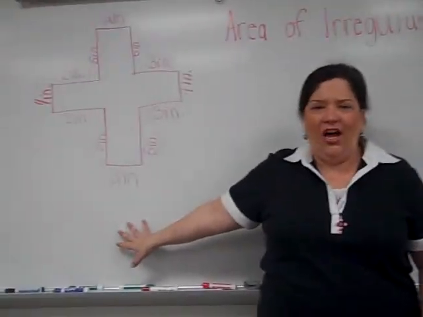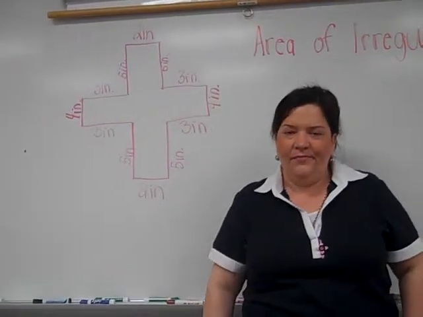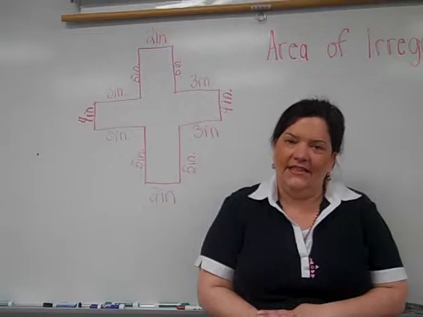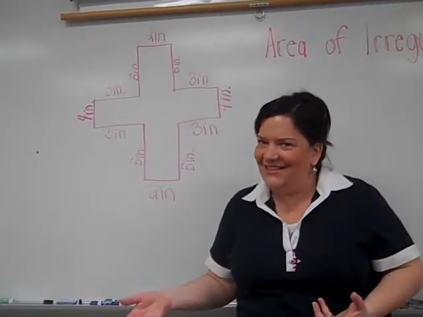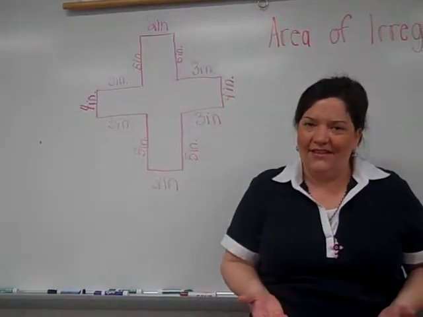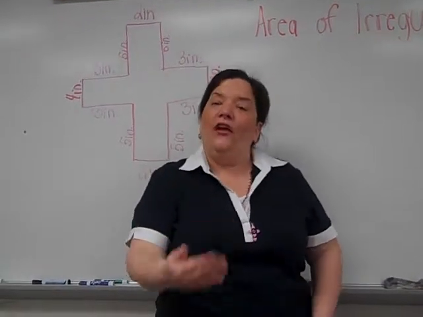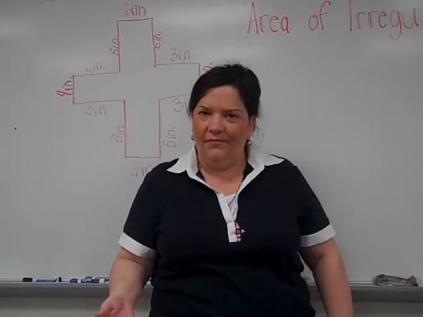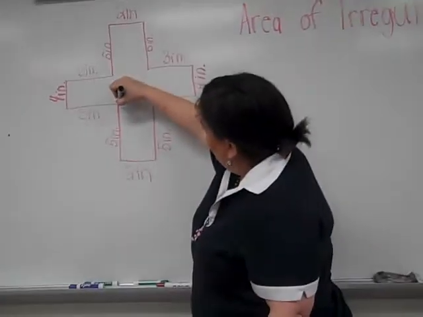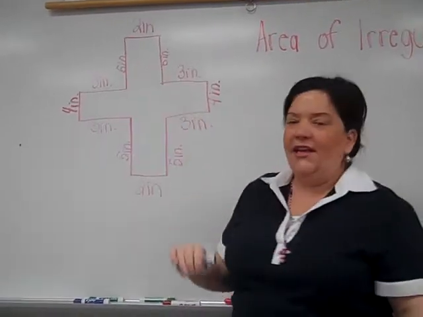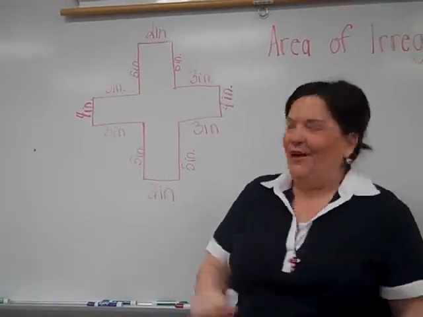So here I have a shape that looks like a cross, and it has the different measurements on it. What we're going to do to make this easier for us, because there is no area of a cross, there's no formula to memorize, we're going to break apart the cross into shapes where we are familiar with that formula. So I'm going to begin by breaking the irregular shape into regular shapes that we're familiar with.